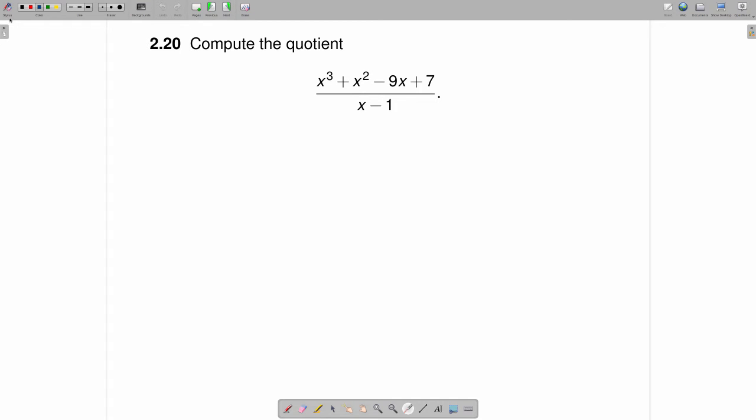Compute the quotient x cubed plus x squared minus 9x plus 7 divided by x minus 1. We'll work this problem in two different fashions. The first way is using long division.